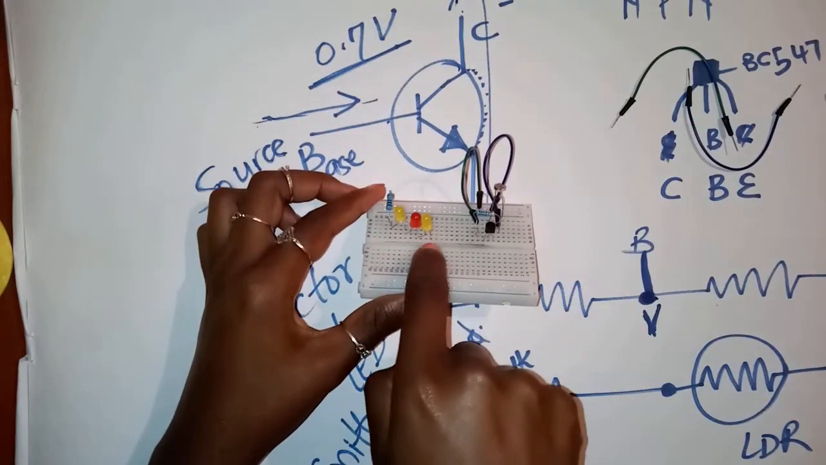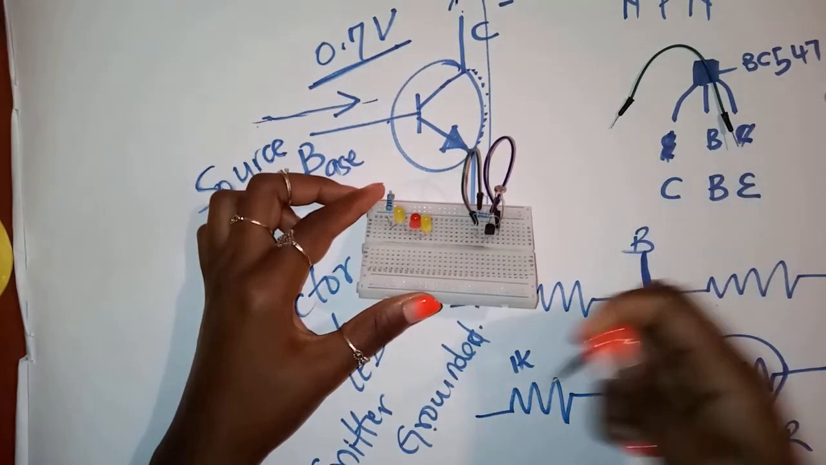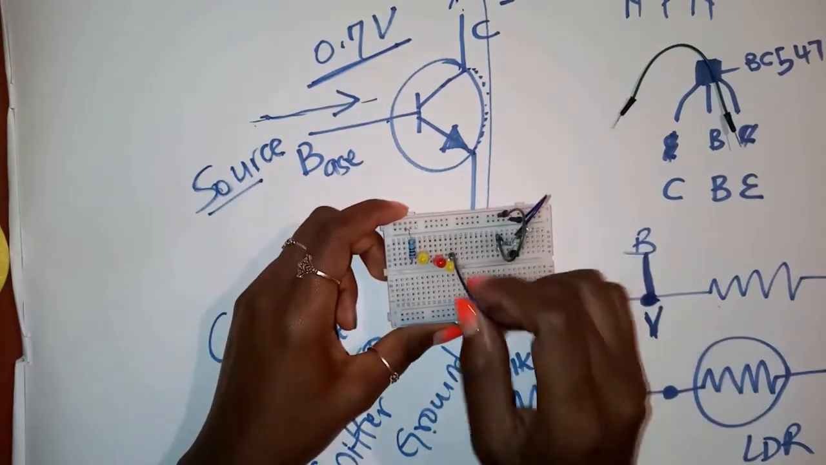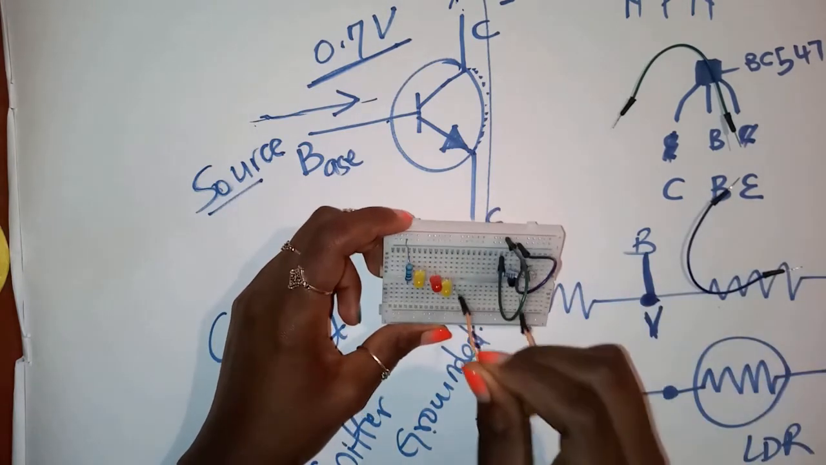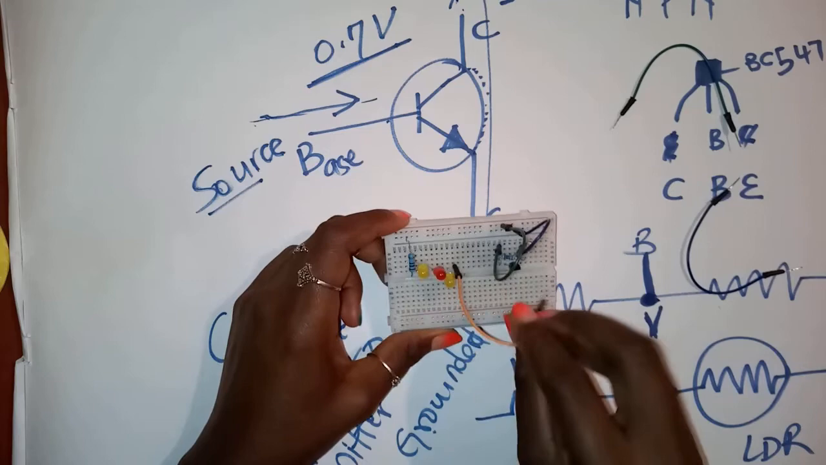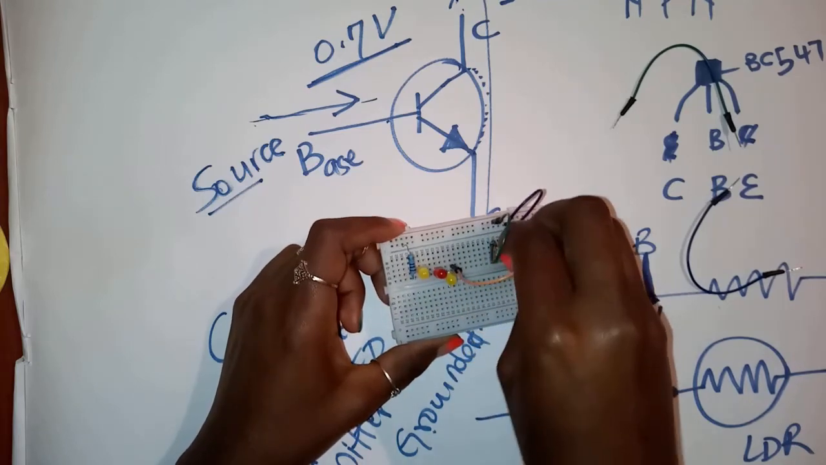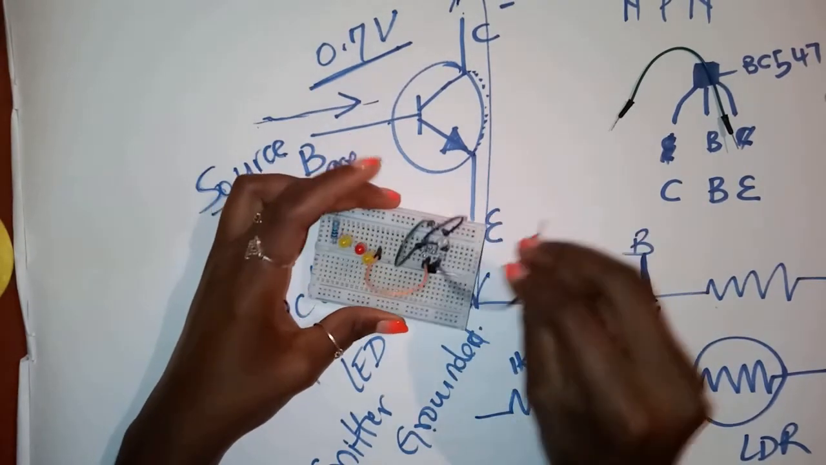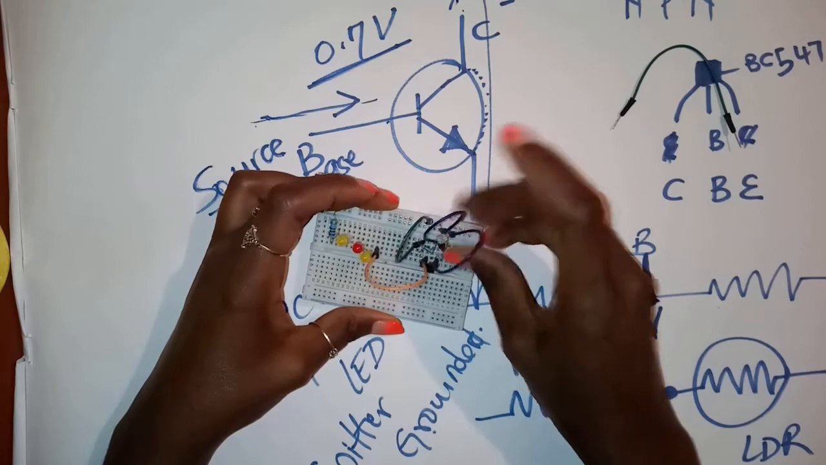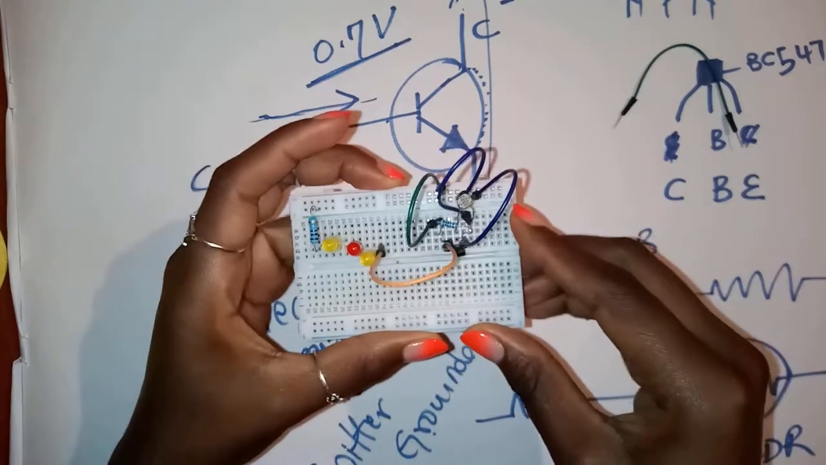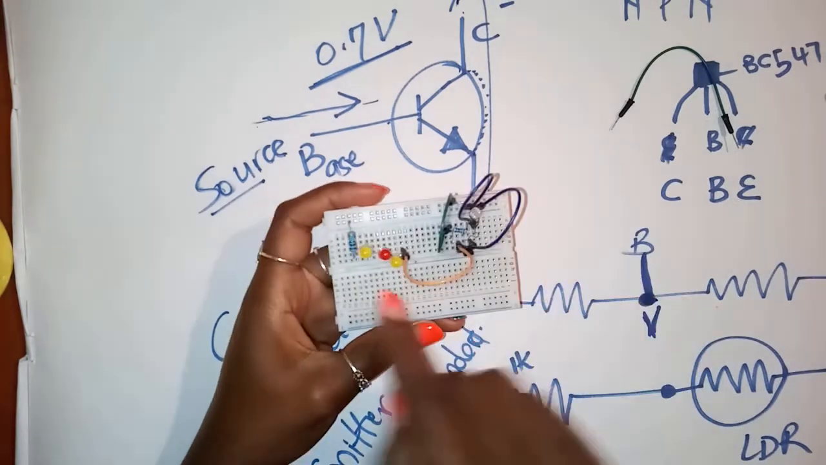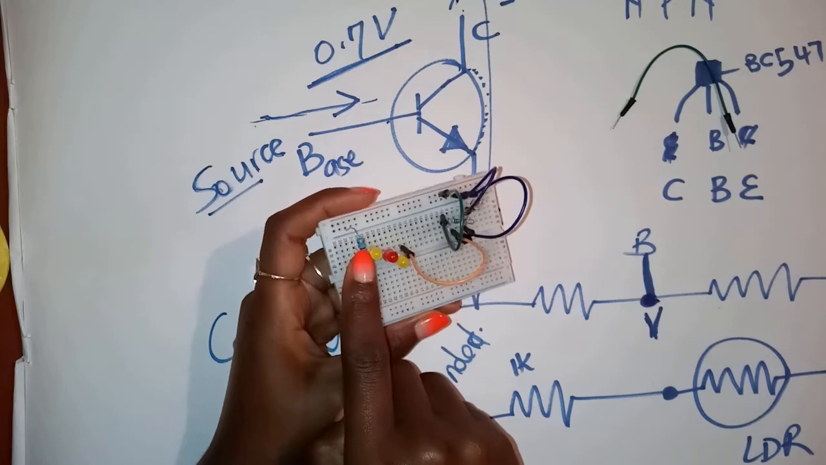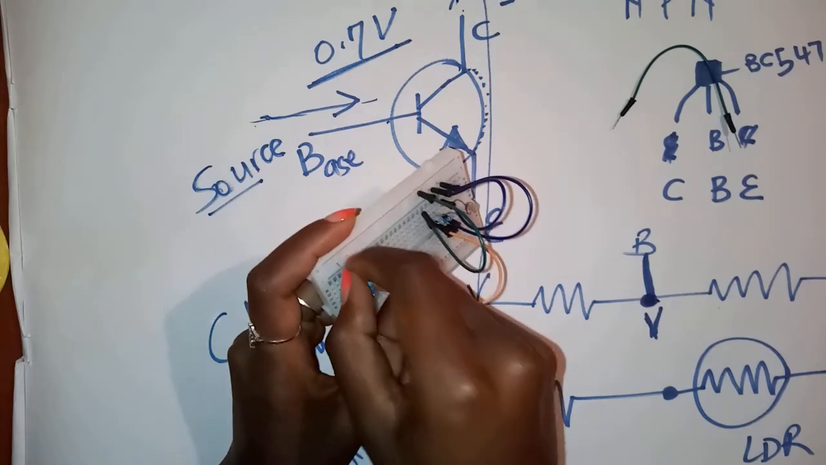Then the collector is connected to the LED, the short leg of the LED. Let me use this orange wire. Short leg of the LED. And the emitter is grounded. Ground connect to the negative rail. And then the resistor is connected to the negative rail too. Okay? The resistor, no, not to the positive rail.